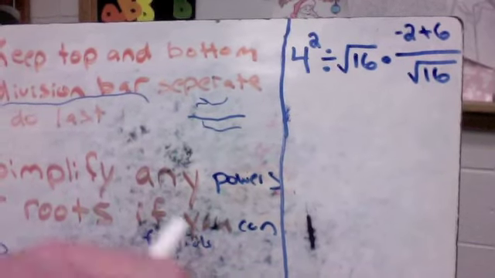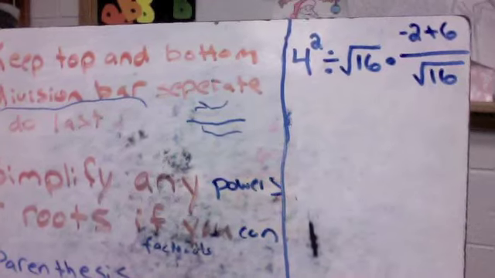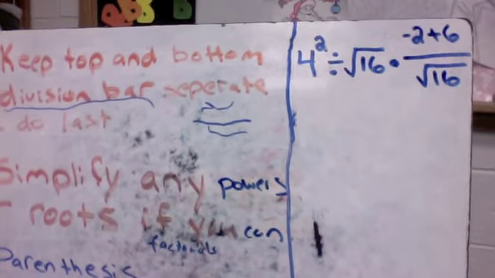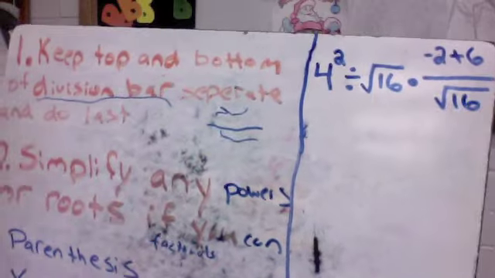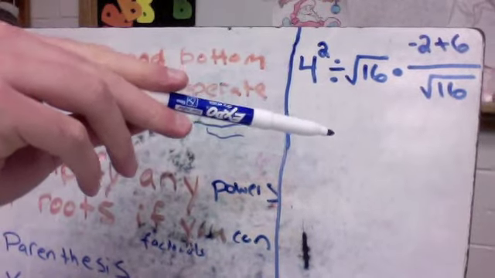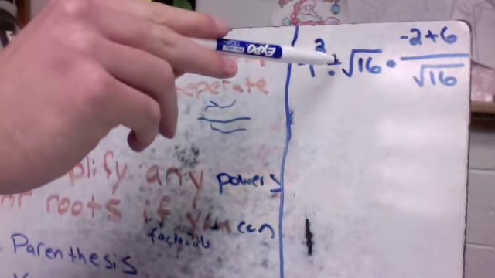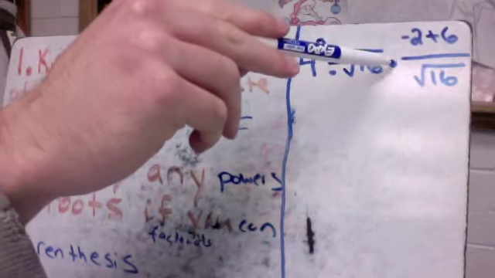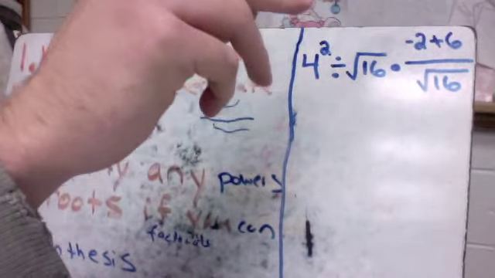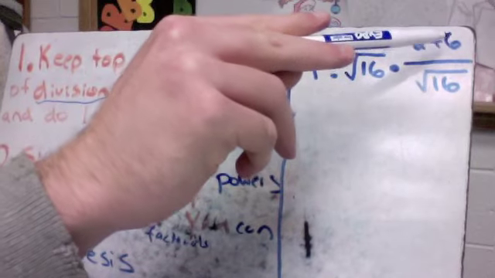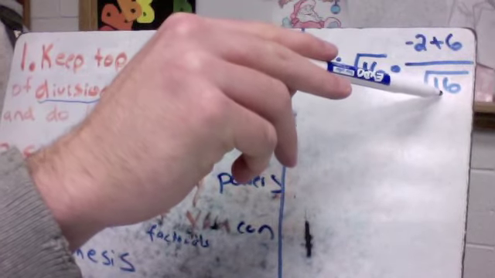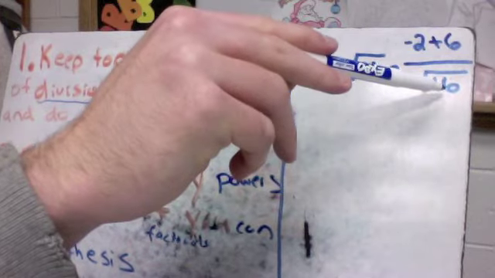All right, I think we'll do a couple more and then I'll just have you move on and start to work on your own here. We have a couple of things here. Our number one, or first of all, let me read the problem. 4 to the second power divided by the square root of 16 times, then we've got our division bars, negative 2 plus 6, division bar, square root of 16.